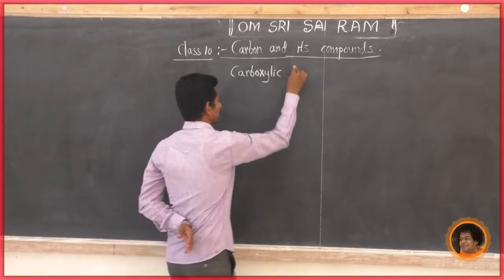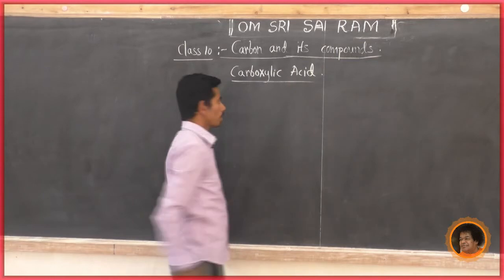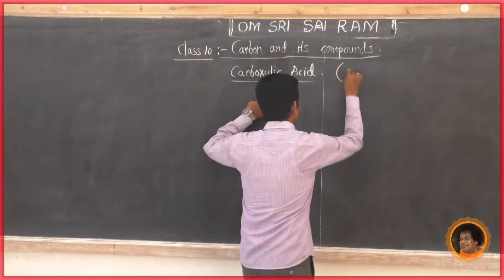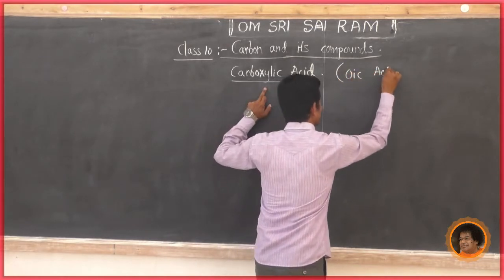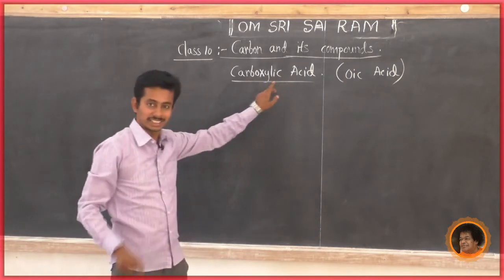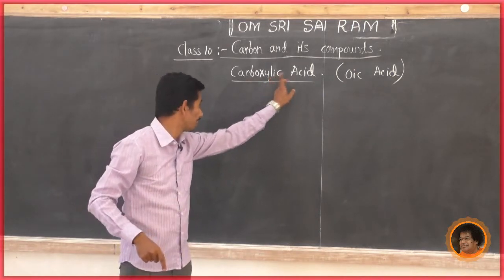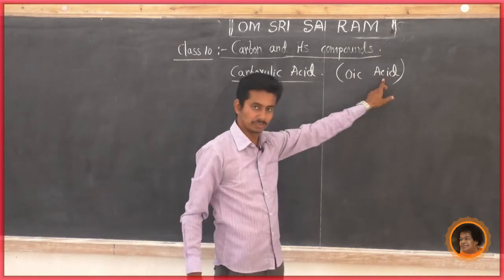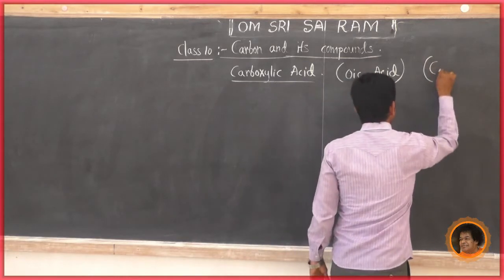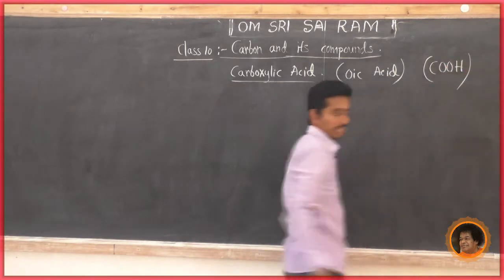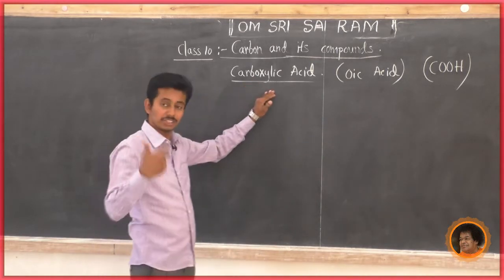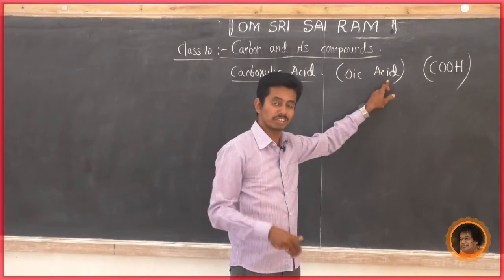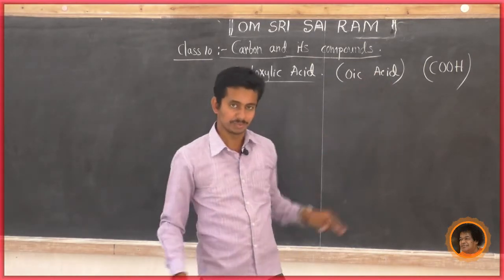Carboxylic acid is an organic compound. It ends with oic acid. Why is it oic acid? Just look at this: carboxylic, so oic acid. It ends with oic acid, or we say the suffix is oic acid. Its functional group is COOH, very important. Carboxylic acid, how does it end? Oic acid. It means propanoic acid, butanoic acid or hexanoic acid.